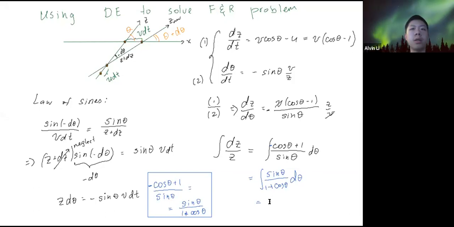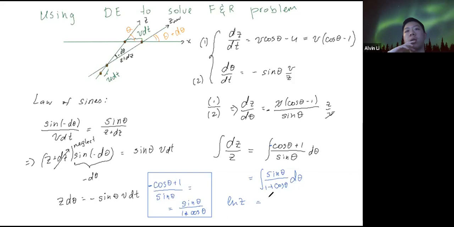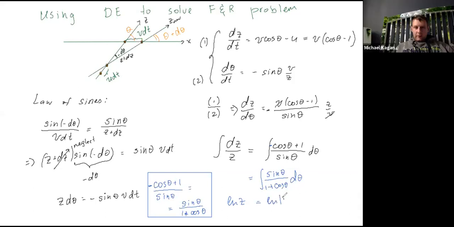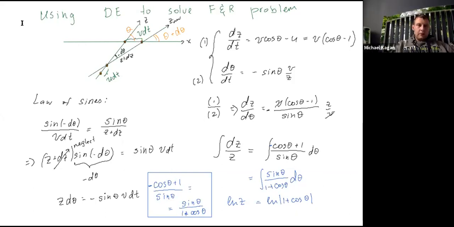Like ln of 1 plus sine theta. Okay, so on the left-hand side, we get ln of z, and on the right, we have ln of 1 plus cosine. Is that right? Let's take the derivative of this. What do we get? Yes, thank you, Leon.